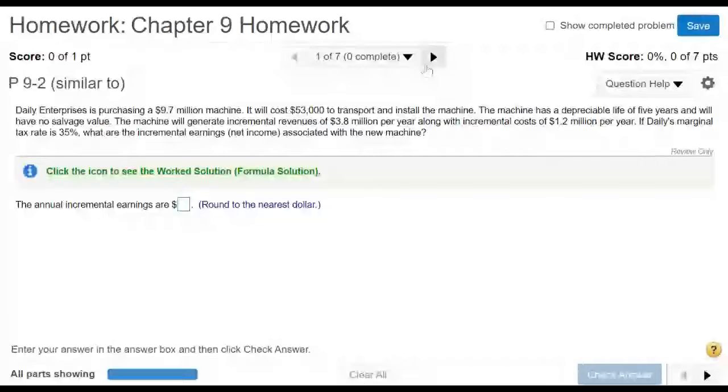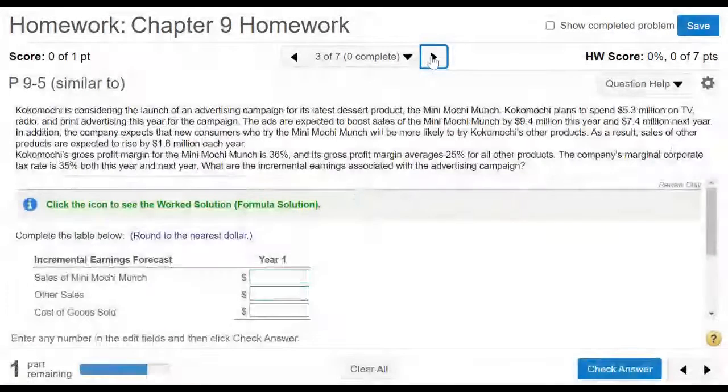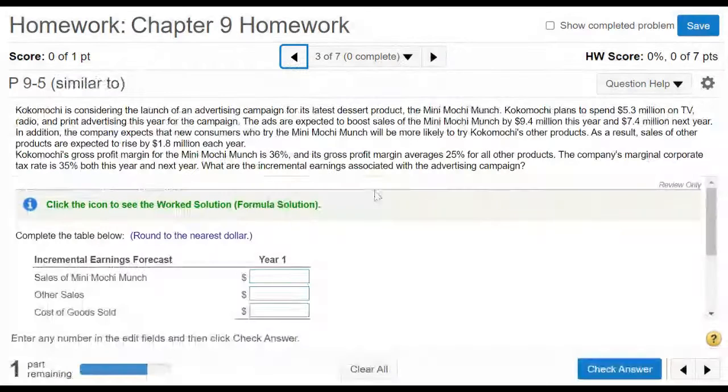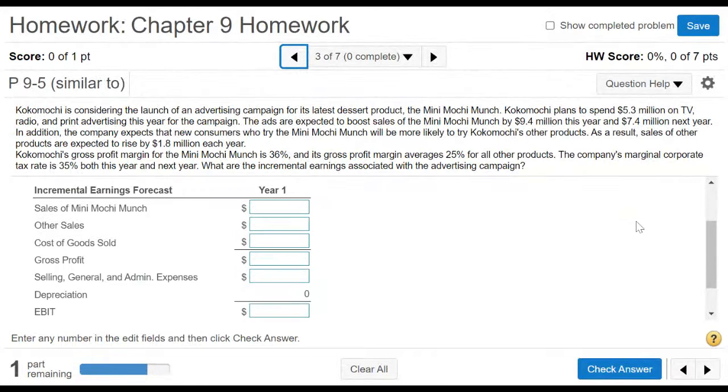Okay, so let's look at it. Let's go back. So chapter 9. Let's look at the homework. I'm going to start with the kokomochi. Can you see the screen? Yeah, we see the screen. Okay, so first things first.